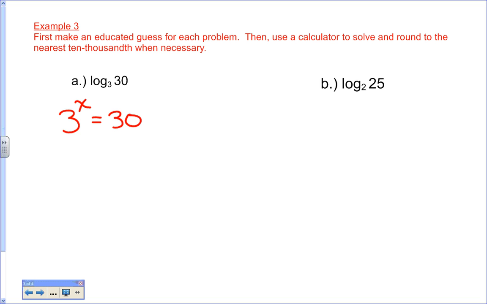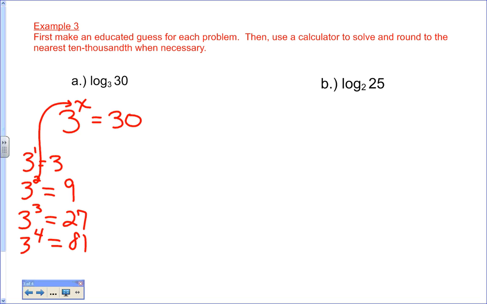No, because 3 to the first is just 3, right? So how about something around 2? Does 2 seem to be a good guess? Well, no, because 3 squared is 9. Oh, so 2, probably not a very good guess. How about 3? 3 to the third is 27. Well, we're getting pretty close then, aren't we? So 3 to the fourth is what, 81?